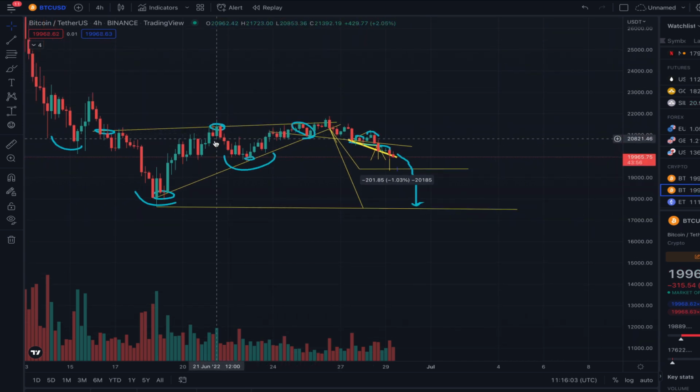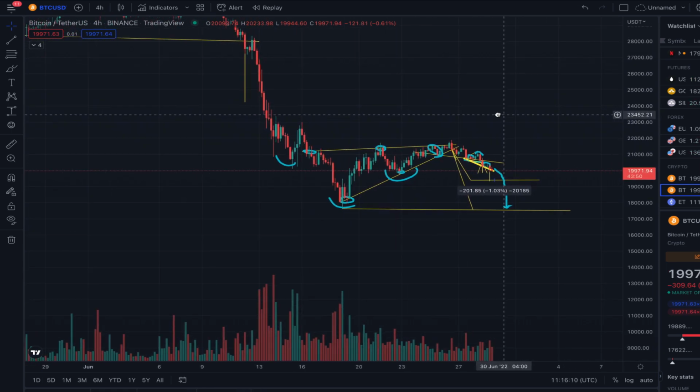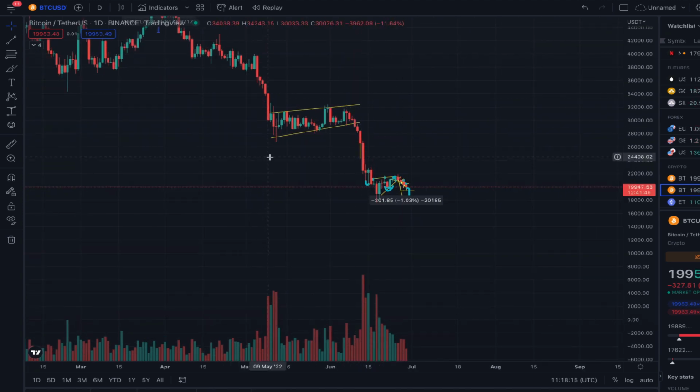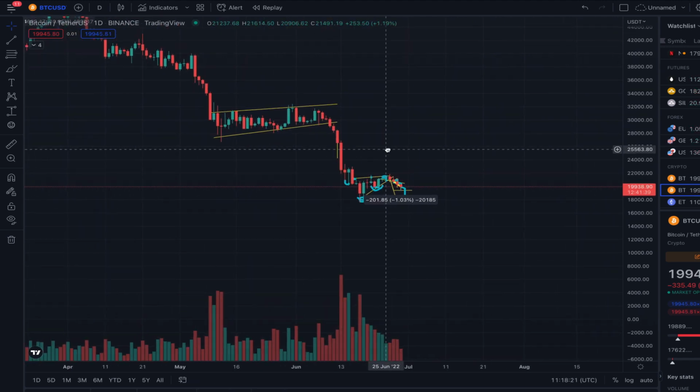Now, we should bear in mind that this is a bear pennant right here. So this bear pennant has its own price target. Now, to make a longer price prediction, it is always good to make such predictions on the daily time frame. When you do that on the daily, it's more accurate.